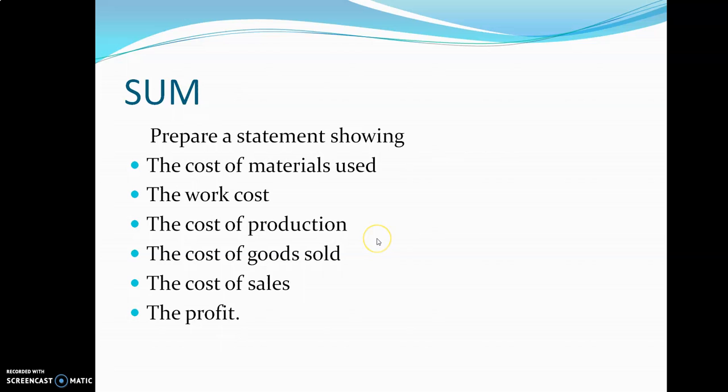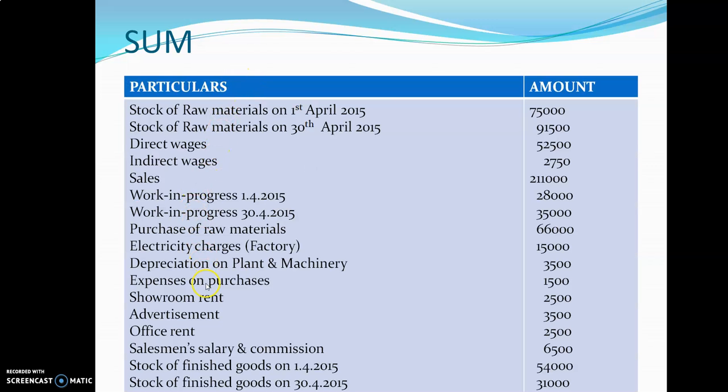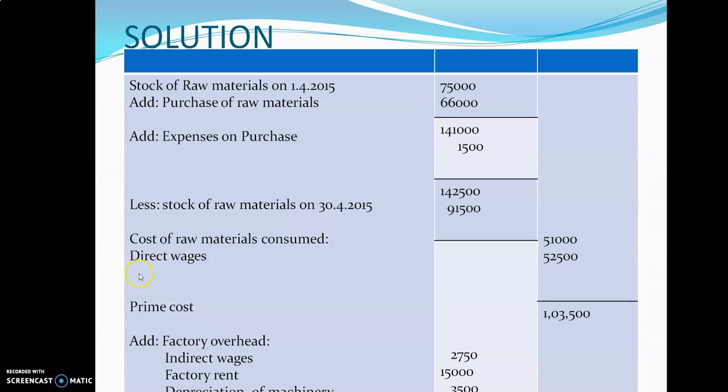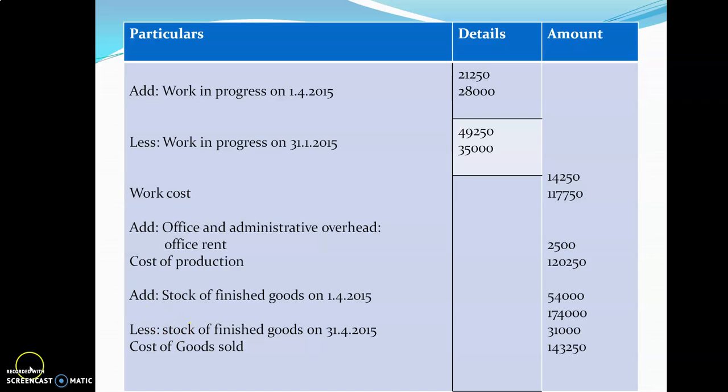So next we have to add office and administrative overhead. So under office and administrative overhead, as we can see, only office rent is there. So we have added the office rent. Since there is only one expense, we have directly written it in amount column. It is 2,500. So adding office and administrative overhead with the work cost, we get cost of production. So cost of production total is 1,20,250.